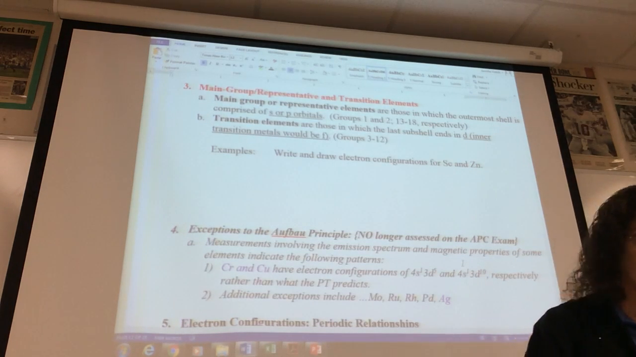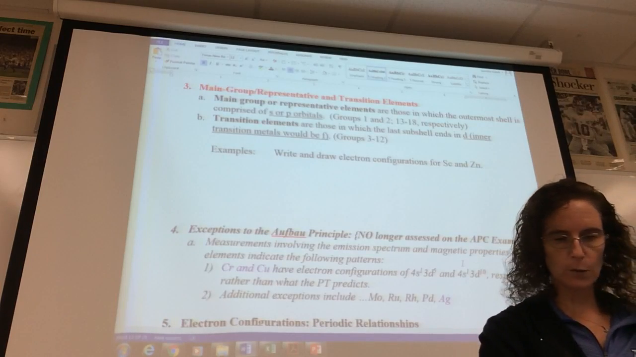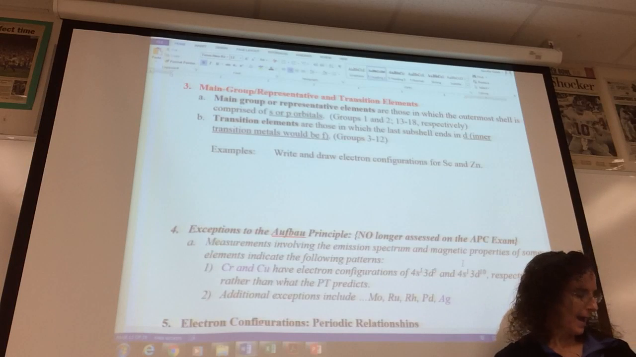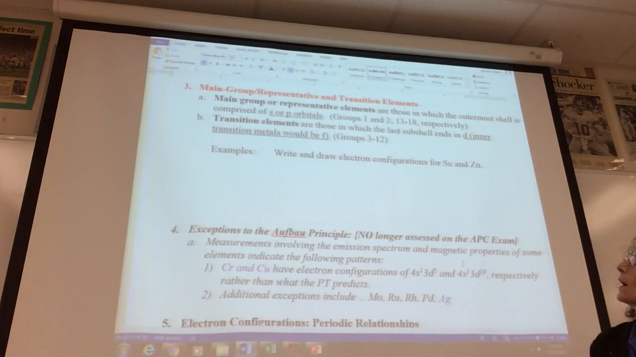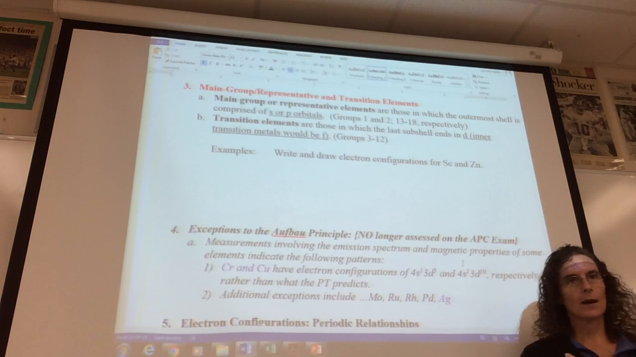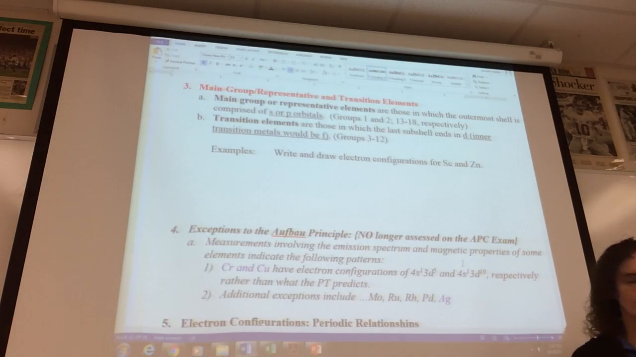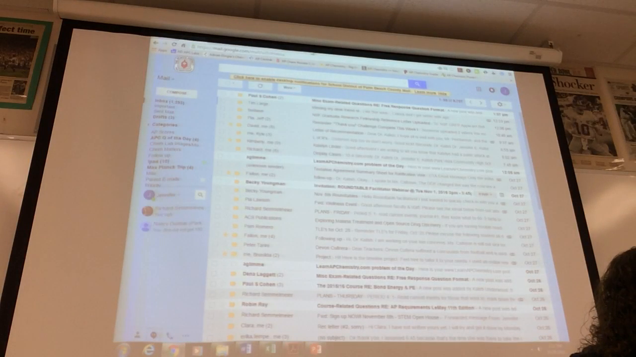All right, so your do now is a good lead-in terms of what we're going to be doing today with the periodic table. And the do now finished up with a question on main group, representative, which is synonymous, and transition elements. So as you said earlier, elements that are in the S or P blocks are main group elements. Elements in the D block are transition elements, and in the F block, inner transition elements.